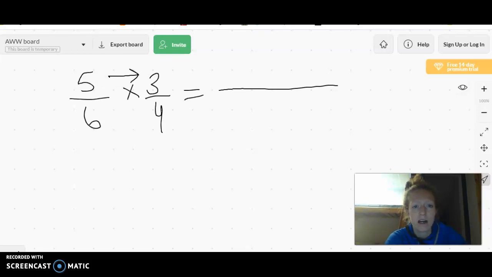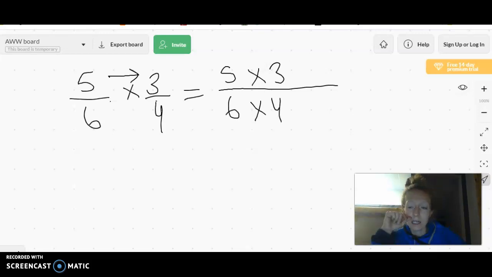So 5, actually, I'm going to set this up a little bit differently. Sorry, guys. So you see how I have the lines kind of broken here? What I want you to get in the habit of doing is putting them on one line like this. And this is because sometimes you'll be able to cross cancel and simplify before you even solve the problem to find the product. And this will be easier as you get further down into math along the road. So get in the habit of doing this, and we can just work it out.